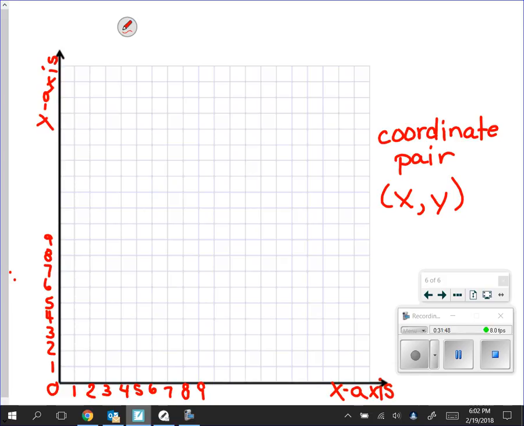And then if I asked you to label a point at, say, 4, 5, then you would go over 4, 1, 2, 3, 4, up 5, 1, 2, 3, 4, 5. So it would go here and then there, and that is where the points would intersect. You always have to go over and then up. And we'll practice that more in further lessons.